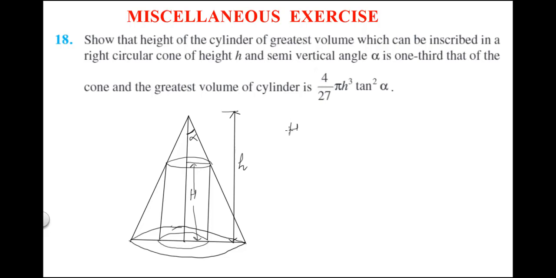The statement says the height of the cylinder of greatest volume, capital H, that can be inscribed in a cone whose height is small h and semi-vertical angle is alpha, is 1/3 of the height of the cone. So this is what we have to prove. I am again reading the statement.